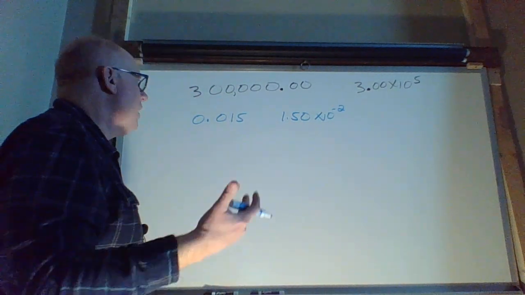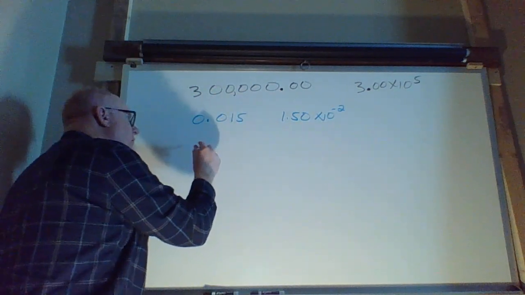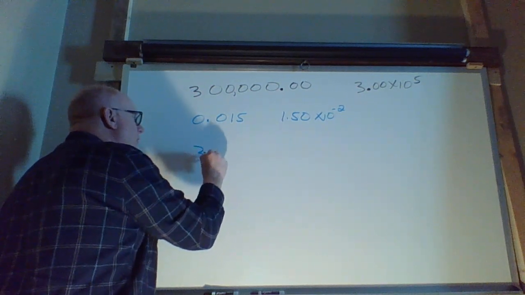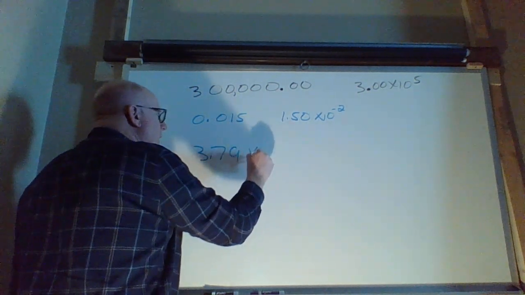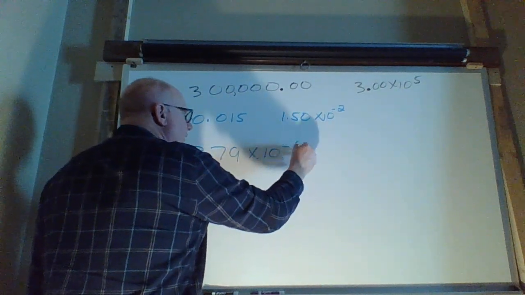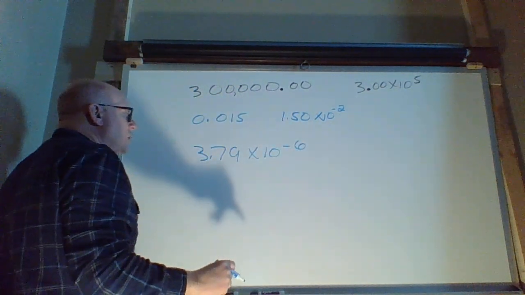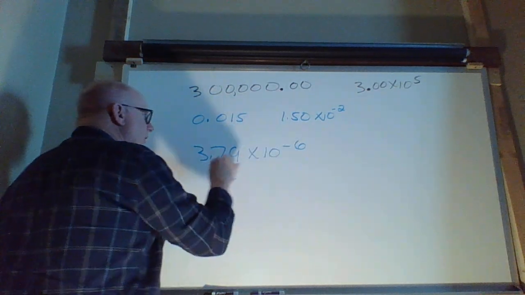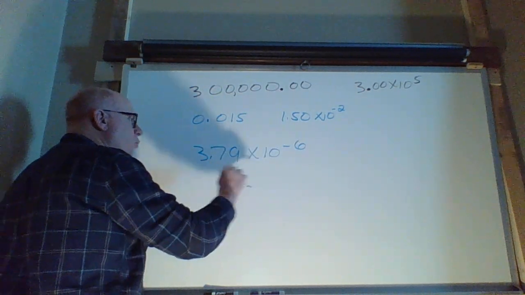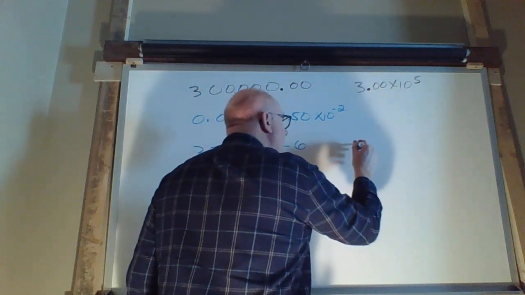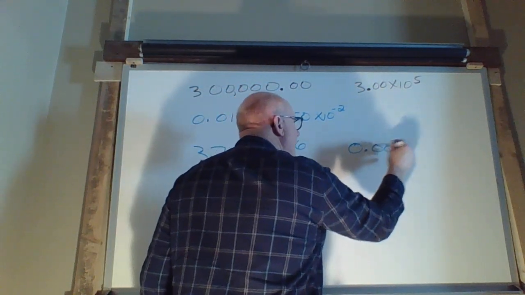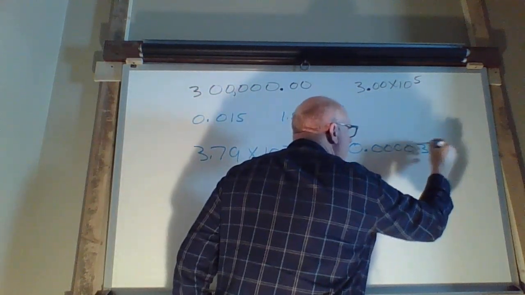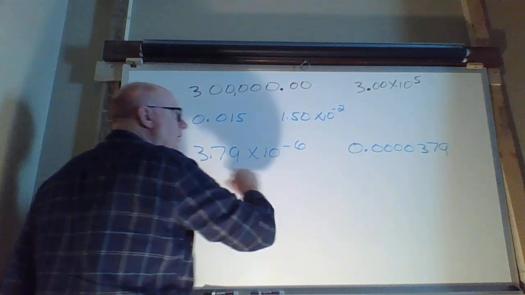Okay? So, and that would be the same even if you're dealing with such a small number like this. Maybe it's 3.79 times 10 to the negative sixth. Okay? So if we are doing that, okay, since it's to the negative sixth, this value is actually less than 1, and that would give us a value of 0.0000379. I think that's 6 times.